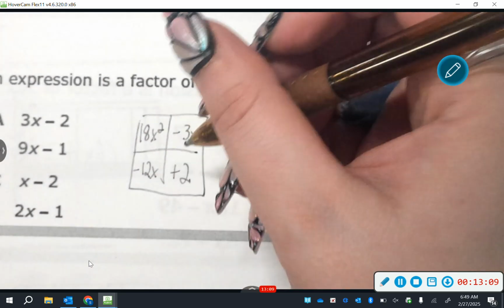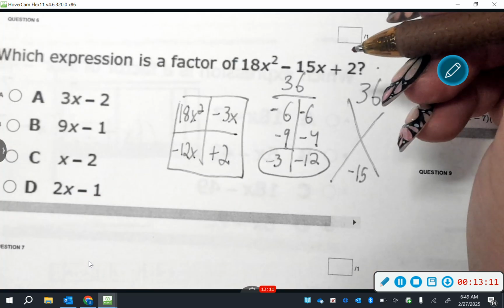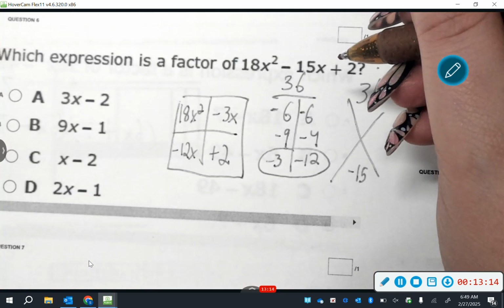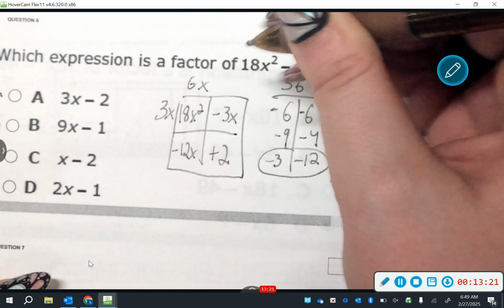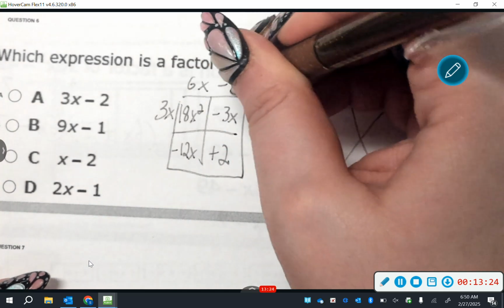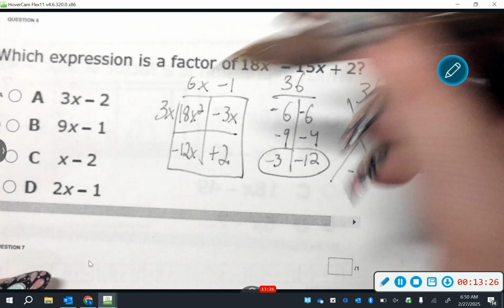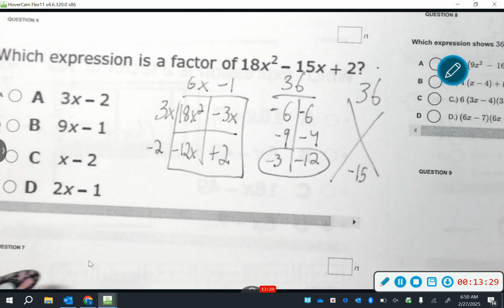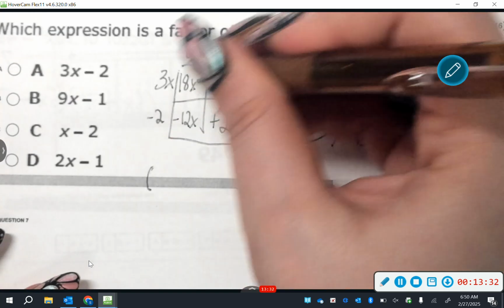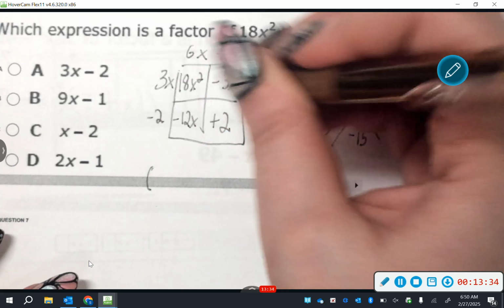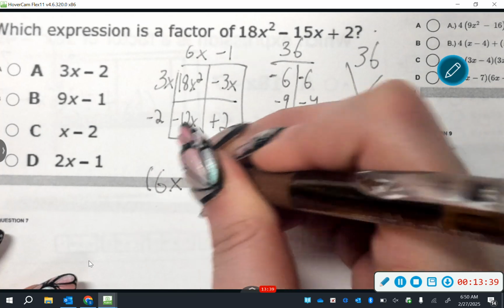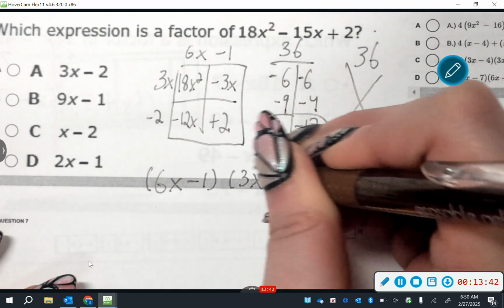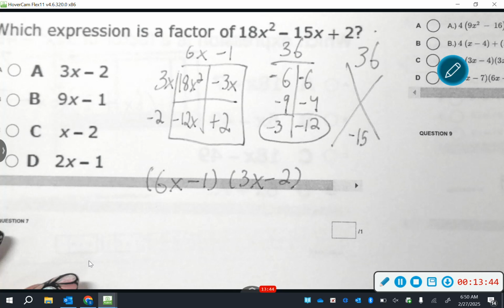Okay? So now we got to figure out what goes here. Let's do 6, 12, 18. Let's try 6 and 3. 6x and 3x. 3 times -1 gets us -3x. 6 times -2 gets us -12x. -1 times -2 gets us +2. Everything in the box is great. So our factors are 6x minus 1, 3x minus 2. So our answer for this one has to be A.